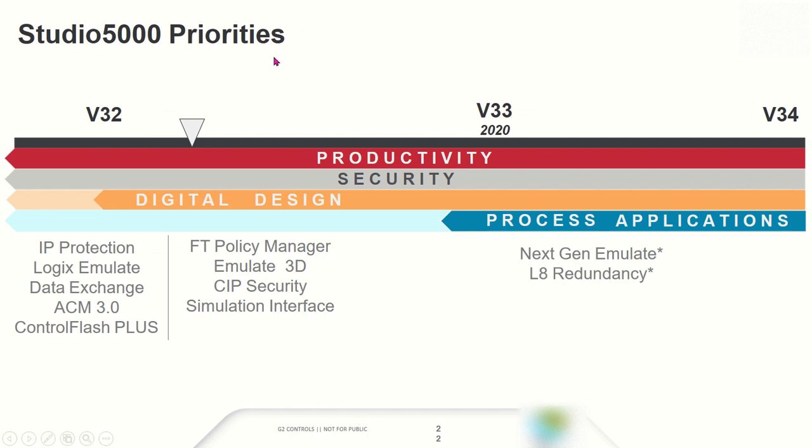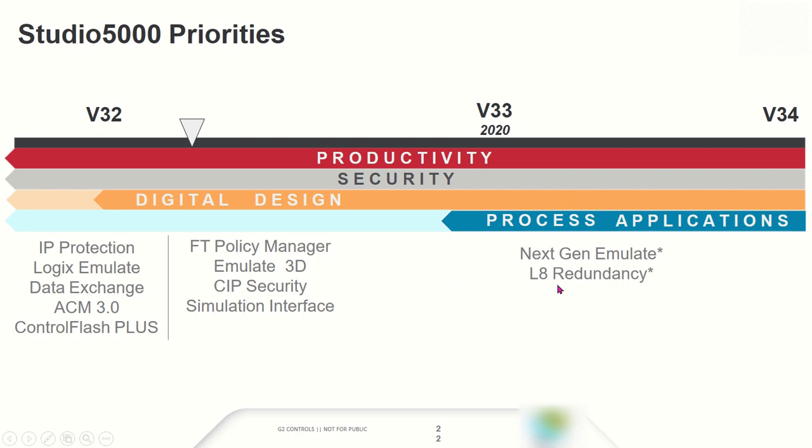Then Studio 5000 portfolio. Up to the 32 version, the portfolio includes IP protection, Logix Emulate, data exchange, ACM 3.0, and ControlFLASH Plus. In the 32 version, there is digital design. Productivity is in all software, security is also in all software, but the process applications are only from the 33 version and 34 version. The FT Policy Manager, Emulate 3D, CIP Security, simulation interface.